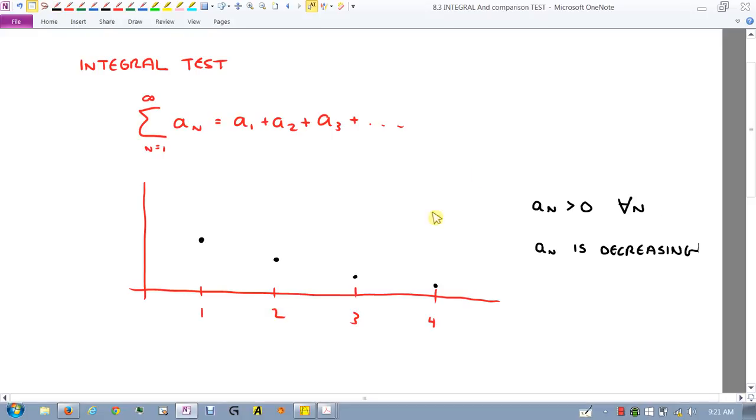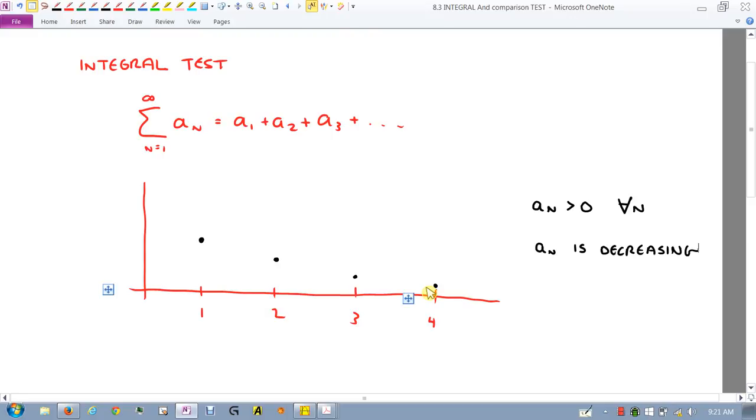Meaning that as you move from left to right, each dot gets lower than the one before it, right? Lower, lower. So these are going down, yes? But it can never cross the x-axis because they all have to be positive, right? So in other words, this sequence of dots is going towards 0, isn't it? It's headed towards 0, which is what we need for any series to converge, don't we?